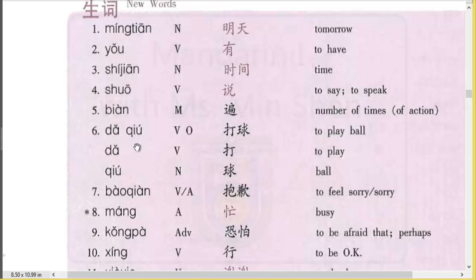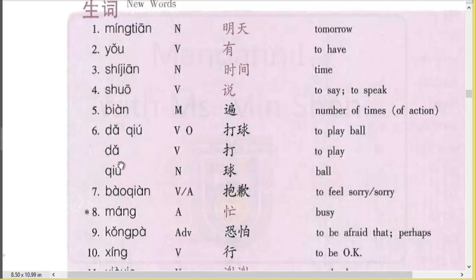Next one, 打球. 球 by itself means the ball, or any kind of ball. So 打球, 打 originally means beat, but if we say it together with 球, then it's about you using your hand to play with the ball. So 打球 is like playing ball, but it's more about the game. Any game you want to play with a ball, you can say 打球. So play the ball game.